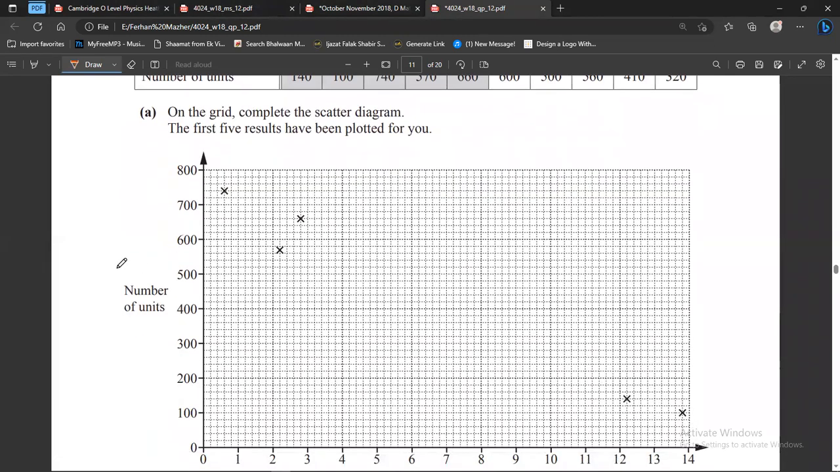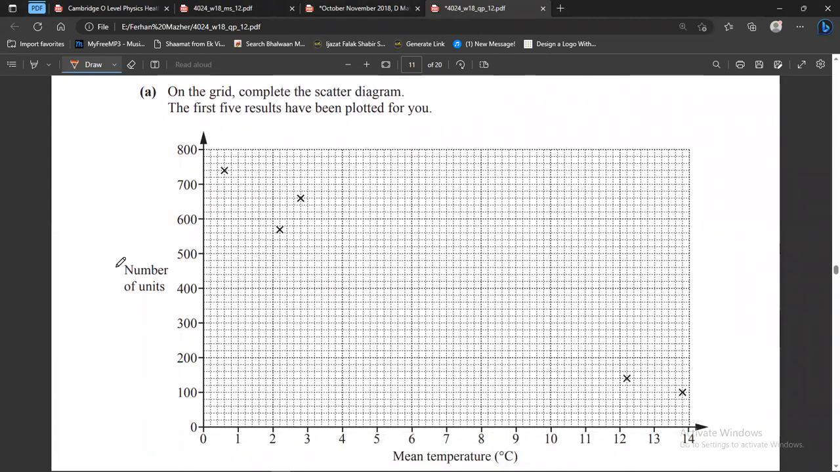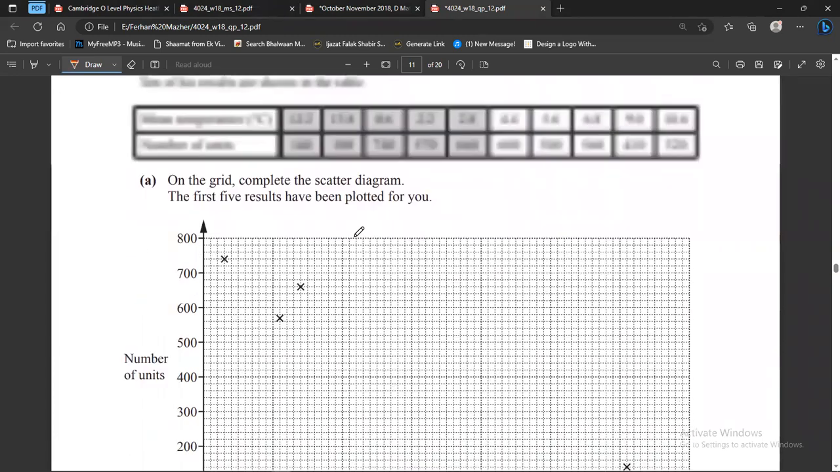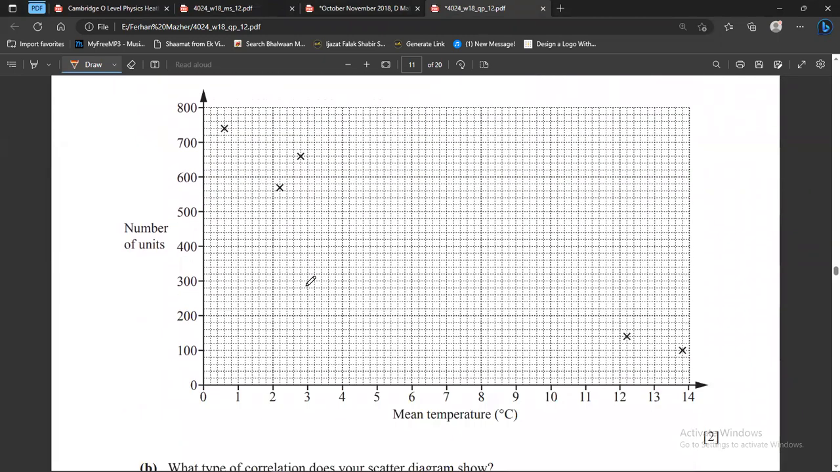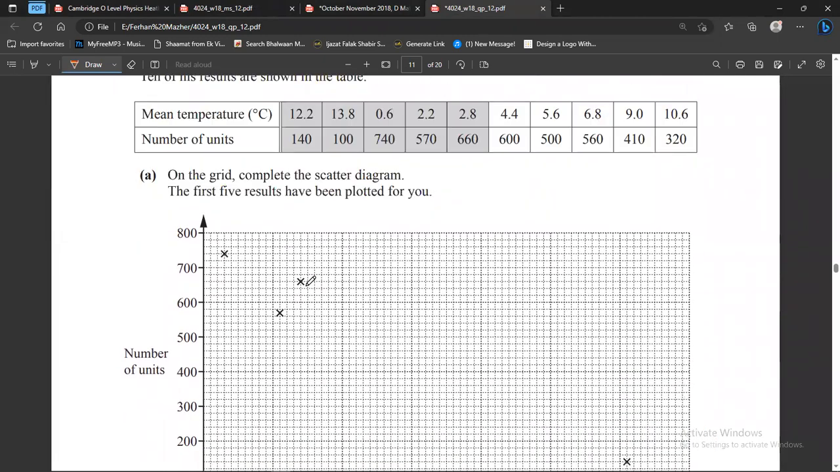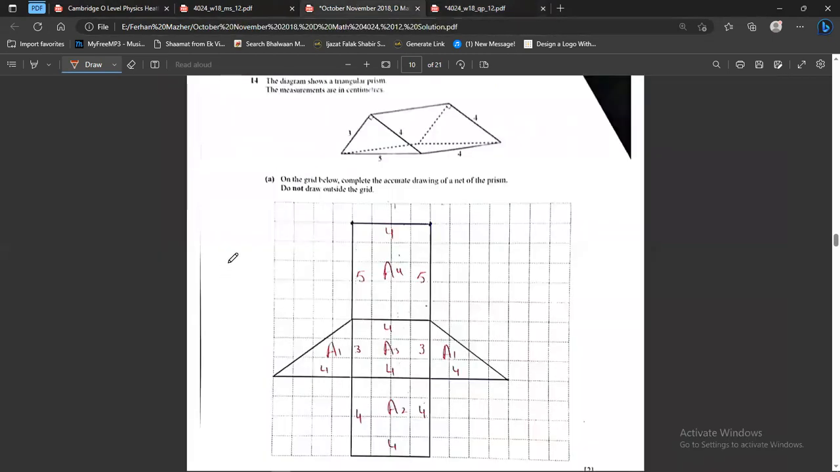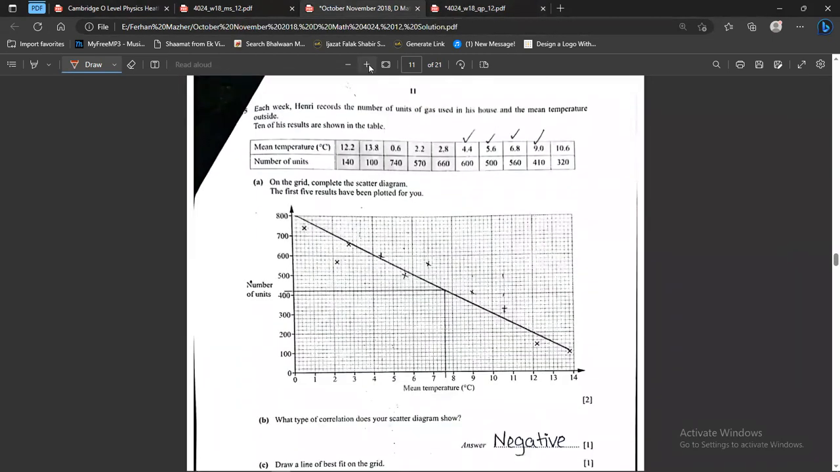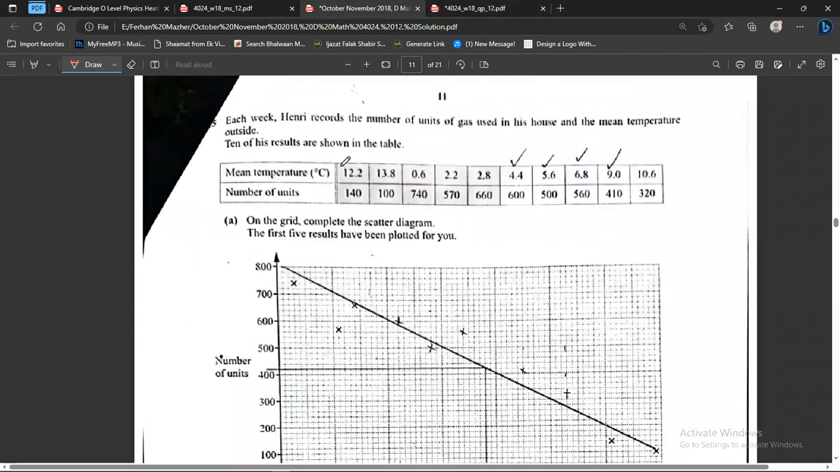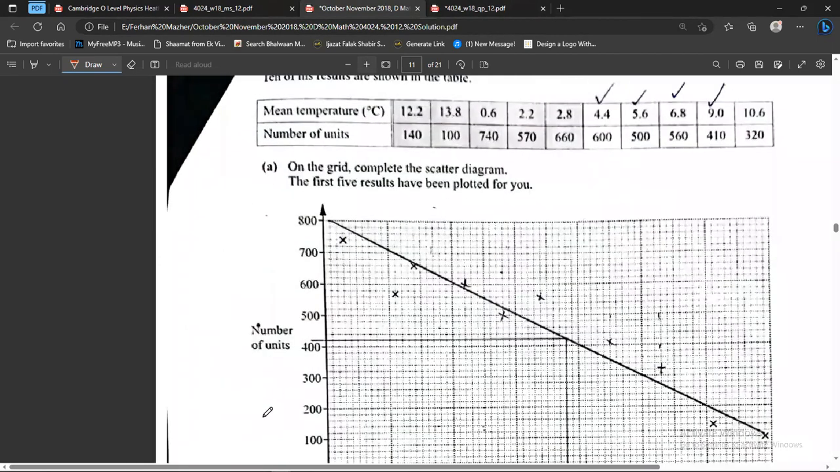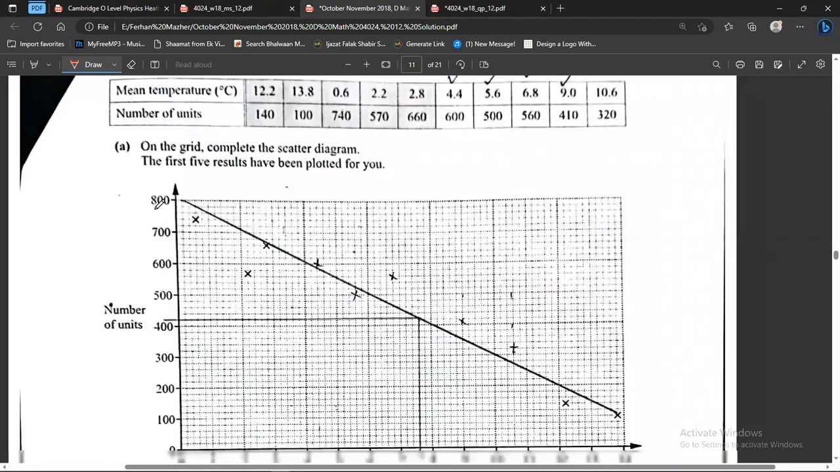So on the grid, complete the scatter diagram. The 5 results have been plotted for you. So a few points have already been plotted, which are here. So the rest of the points you will have to plot yourself. Okay. So we have plotted these points, and here we go. We have already plotted. So you can see that we have plotted these points on the scatter diagram.